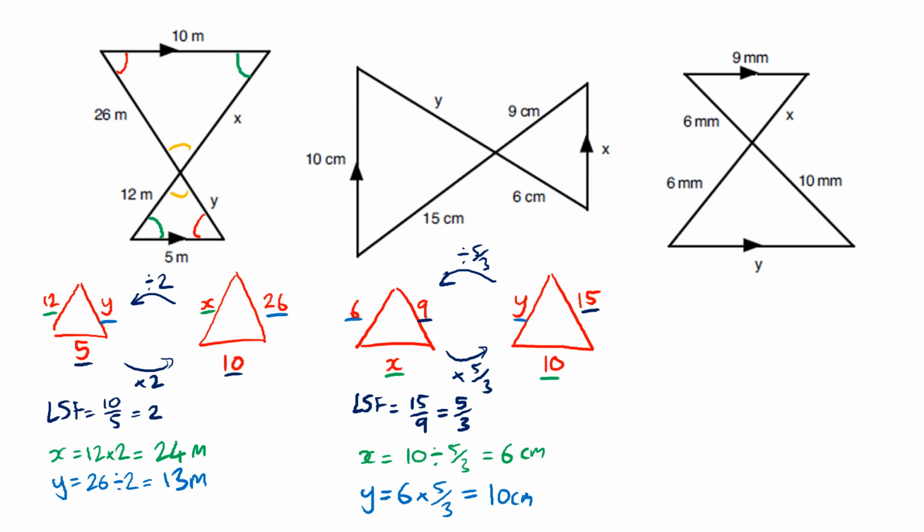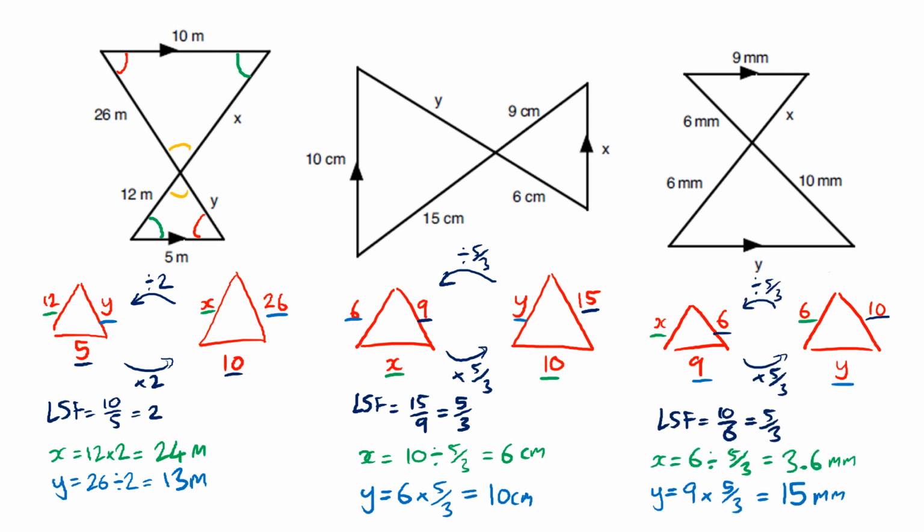And then the last one. Again, make sure you do your triangles right. X goes with 6 and y goes with 9. And you get the same scale factor, but obviously we're using it a little bit differently. So we get x is 3.6 and y is 15.